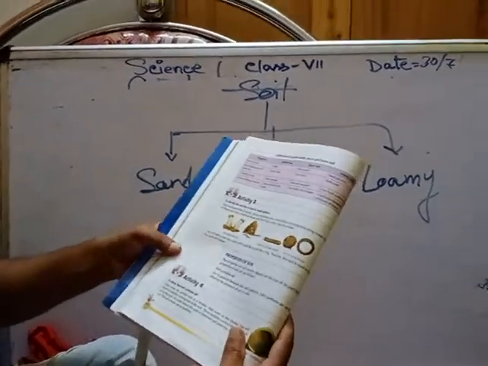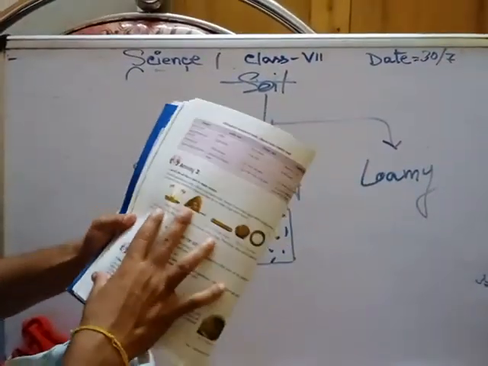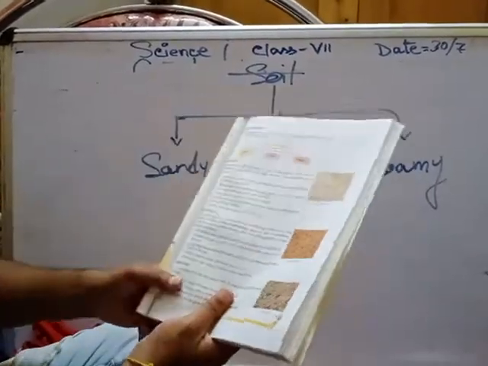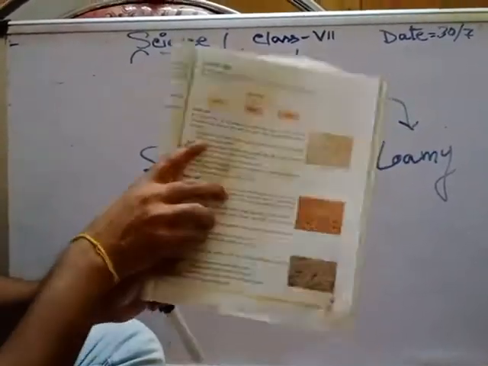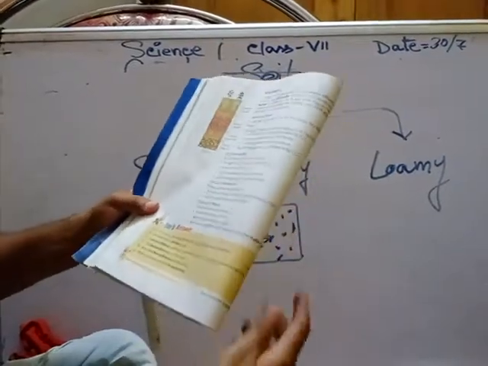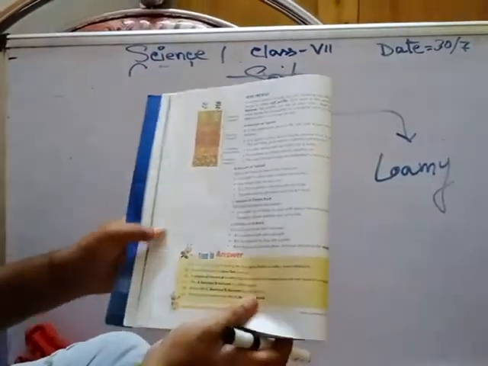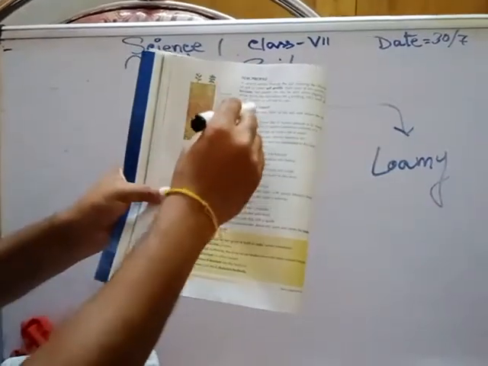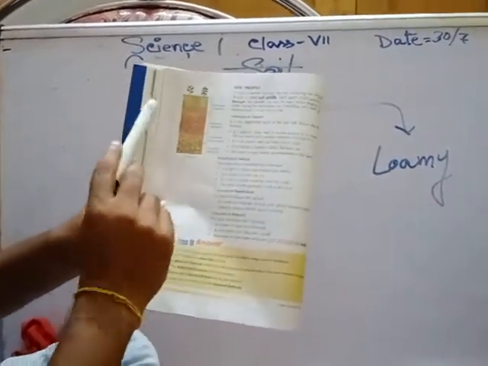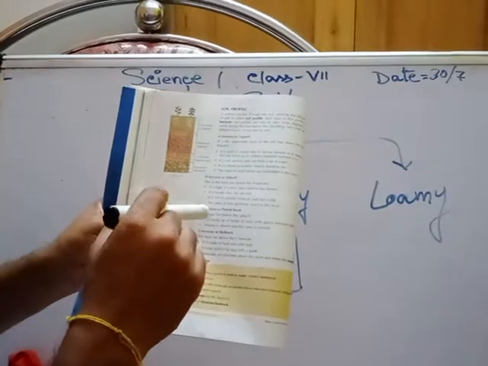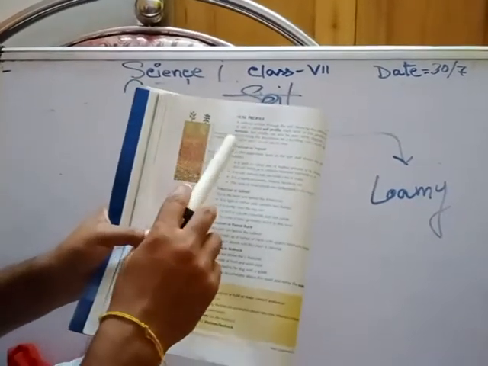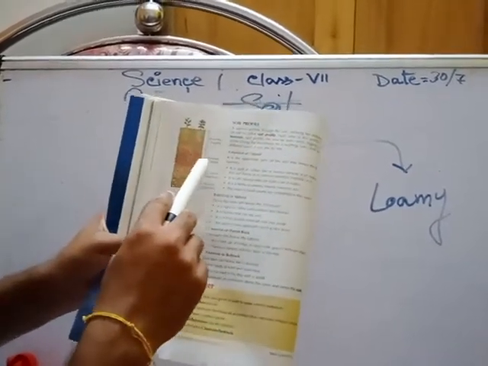So you should learn the difference between sandy, clayey and loamy soil, and the characteristics of each. You should also draw the picture of the soil profile. If you draw the picture then it will be easy to learn and understand these things, and you will remember it very easily.